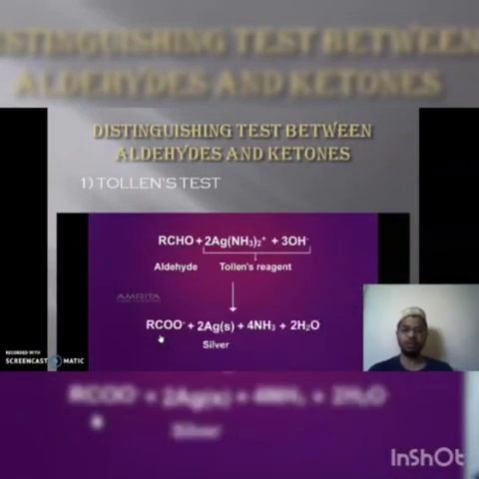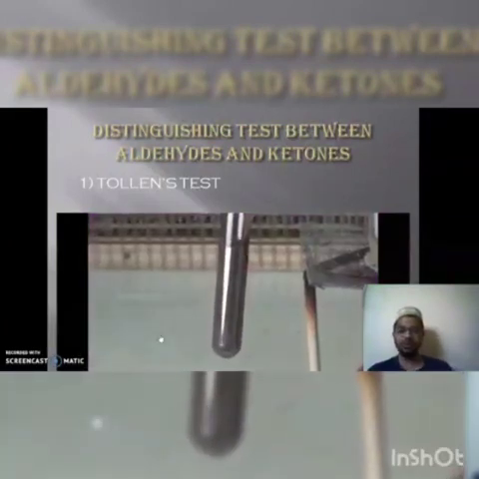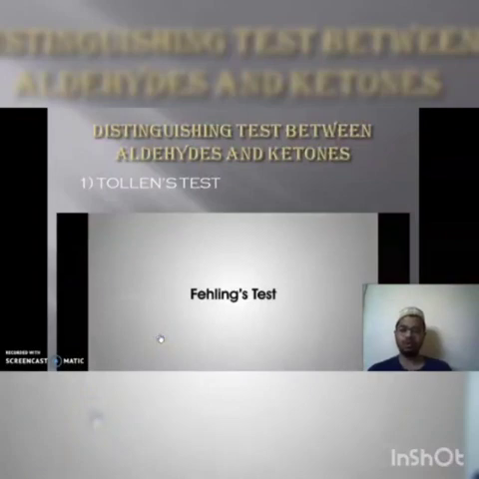Here is the reaction that takes place in Tollens' test. We can see a silver mirror appearance in the test tube. This test is only for aldehydes and it gives a positive result for aldehydes. Ketones do not give a positive test.